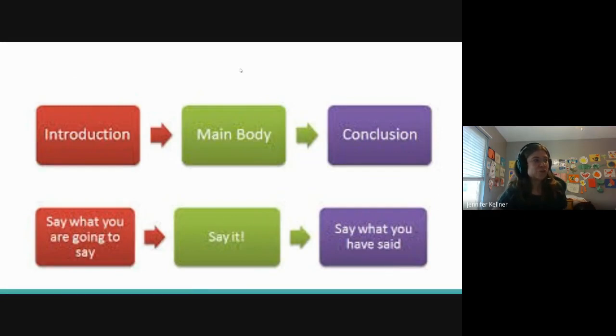So I just kind of wanted to show this visual just to kind of make that whole five-paragraph essay even seem a little bit more simple, because really you're kind of setting it up, then you're telling them, and then you're repeating it again. And I know it seems really redundant, but that's just kind of how it is. And when you get into more complex papers down the road, it'll make a lot more sense as to why you have to keep repeating yourself.